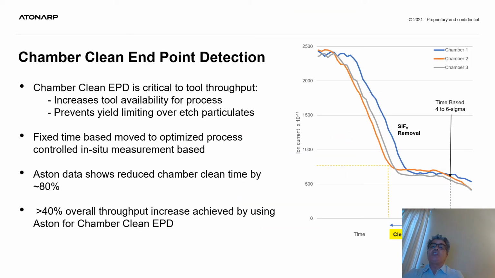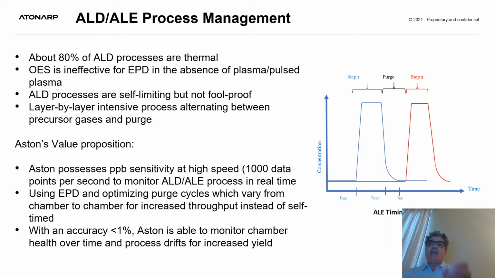On this slide, I present chamber clean endpoint detection data as recorded by ASTON. It is rather a straightforward slide. We all know that chamber clean EPD is critical to tool throughput. It increases tool availability for process. It prevents yield limiting over etch particulates. ASTON data clearly shows reduced chamber clean time by about 80%, which corresponds to over 40% overall throughput increase, a significant increase. In this slide, I'd like to talk about ALD, ALE process management and ASTON's value proposition.